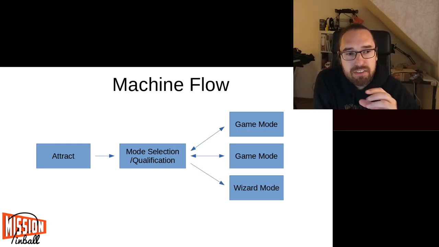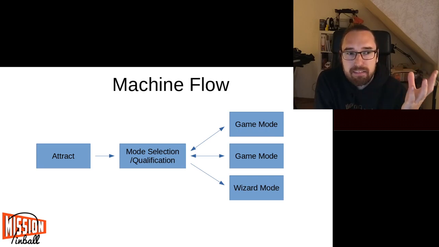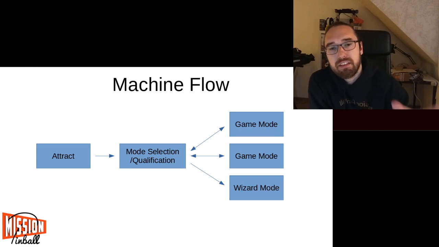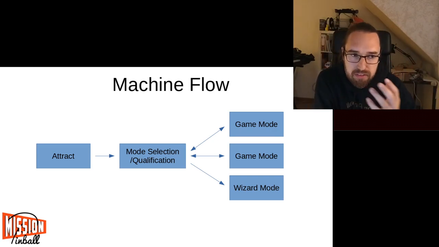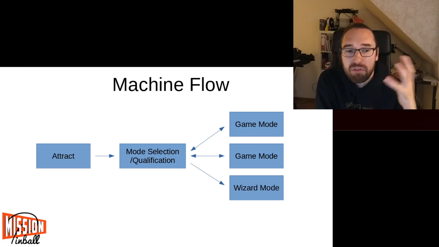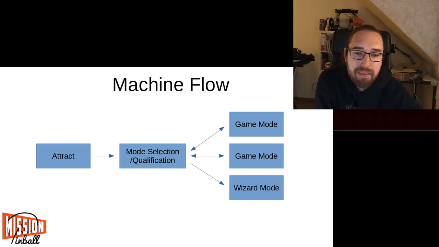But this is the general structure in my opinion, and that's what's different in a modern machine versus an EM machine. In EM machines, everything can basically be shot at any time, and there's maybe some qualification for multi-ball, but there's not much depth in the rules, right?